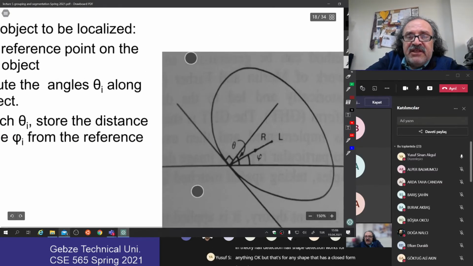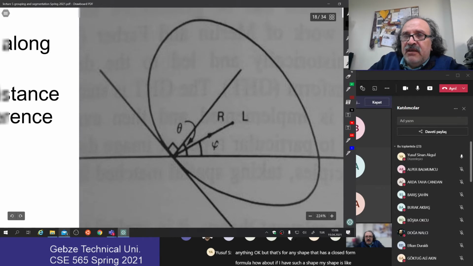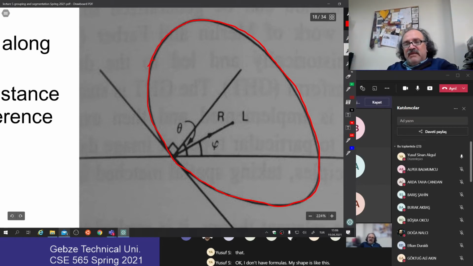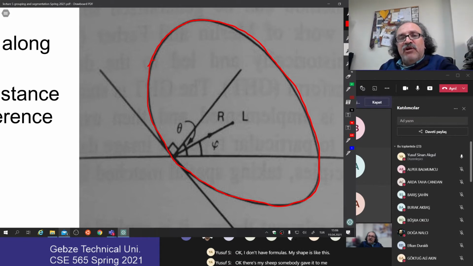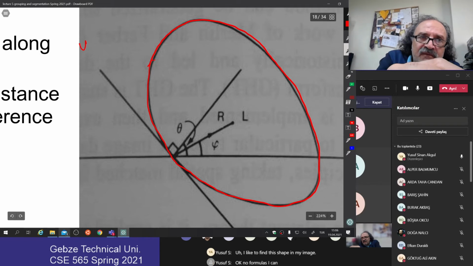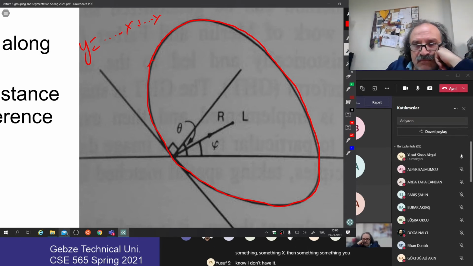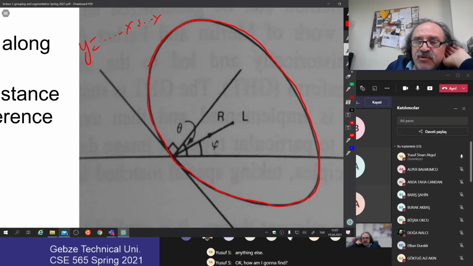How about if I have such a shape? My shape is like this. Okay, I don't have formulas. Somebody gave it to me, and I don't know any formulas about it. And I'd like to find this shape in my image. I cannot say y is equal to something something x. No, I don't have it. I only have this shape. That's it. How am I going to find this shape using the Hough transform?